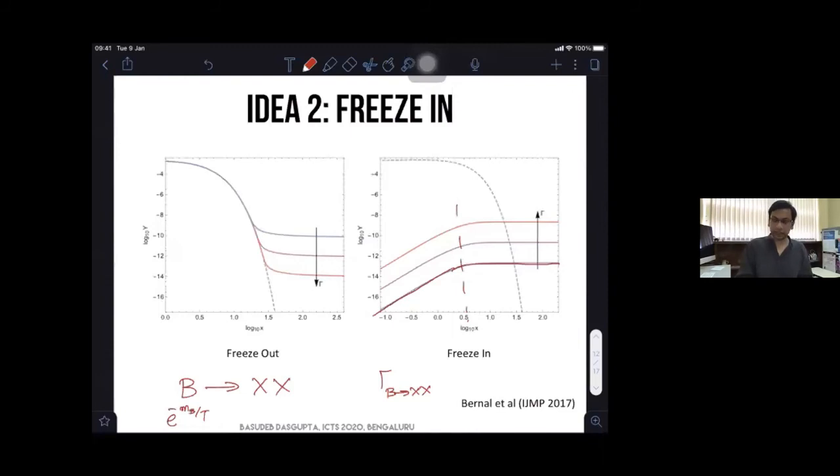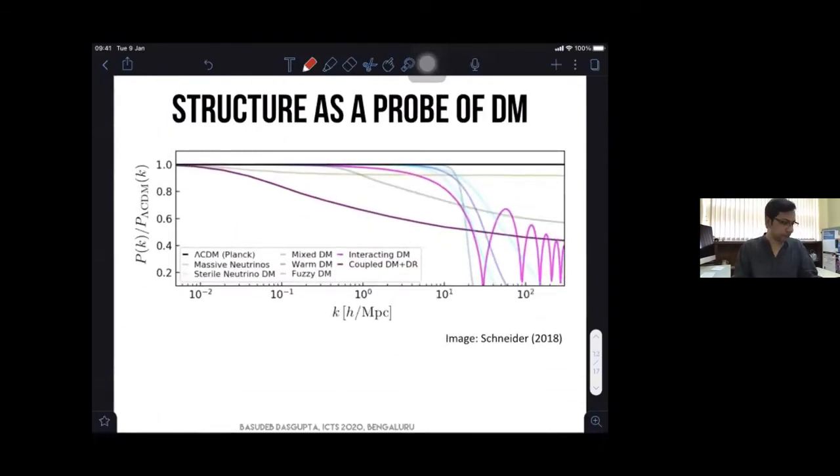Again, I think I would like to skip it. Rather, I want to move on to structure formation. Okay. All right, so, any questions up until this point?